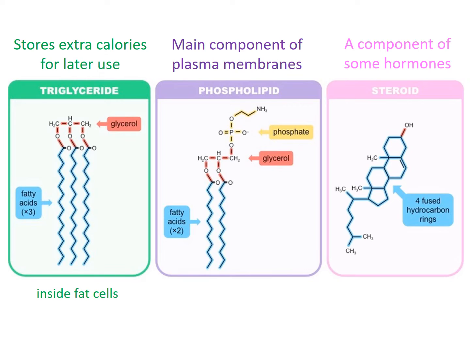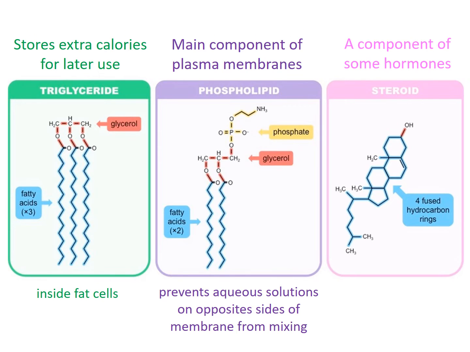Because of their unique chemical structure, which we're going to look at in detail in another slide, they are a perfect component of plasma membranes because they can separate the solutions inside the membrane from the solutions outside of the membrane, allowing the thing inside the membrane, like the cell or the internal contents of an organelle, to be a different environment from the external world in which that cell or organelle is floating. It prevents aqueous solutions on opposite sides of the membrane from mixing.